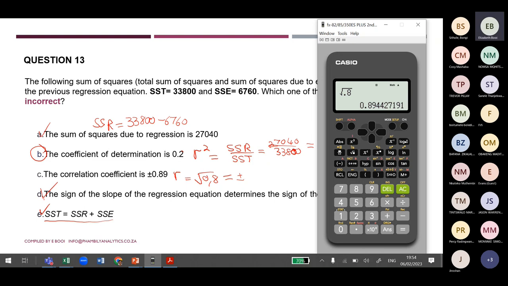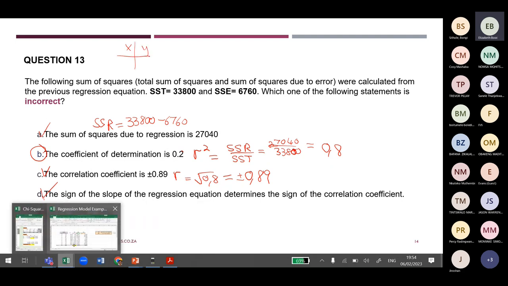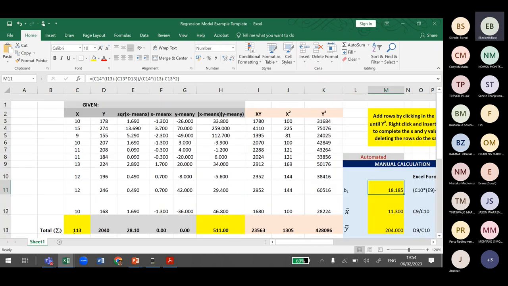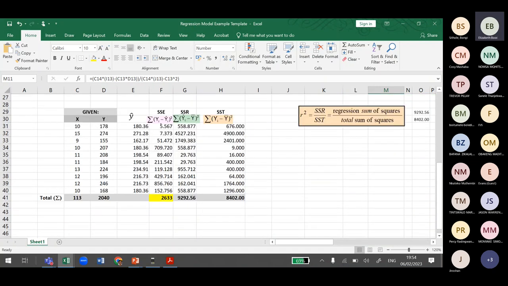It's 0.89, right? 0.89, which means this is correct. You need to know, because the questions in the exam might be different. If they didn't give you the SSRs and the SSTs, and they give you your X and your Y, remember to use the template to calculate your regression. And if you need to calculate your SSTs and your SSR, you must also do the same.